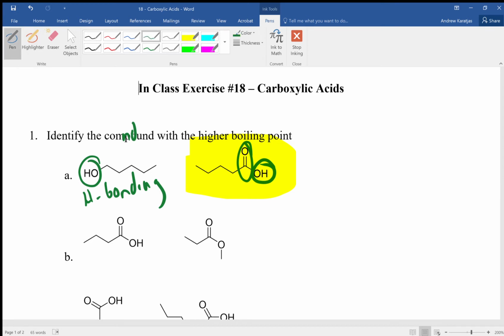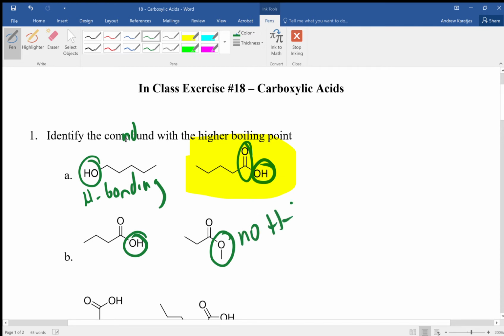In part B, we have a carboxylic acid versus an ester. They both have the carbonyl in common, but the carboxylic acid has the OH group, which allows for hydrogen bonding, while with the extra oxygen carbon bond in the ester, there is no hydrogen bonding available here at all. Since there's no hydrogen bonding there, that means we don't have as strong an attraction, and the carboxylic acid will have a higher boiling point.